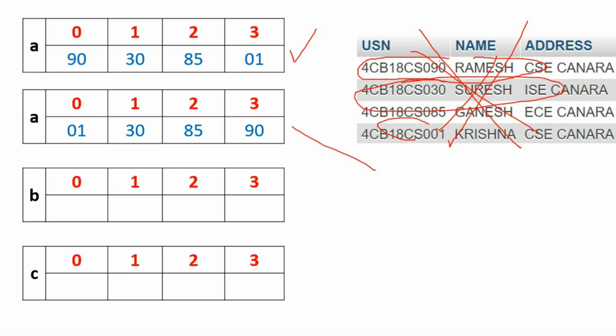Now here I apply selection sort, and I will sort this array of USNs. Of course, USN contains alphanumeric characters, but in PHP it works, no problem.